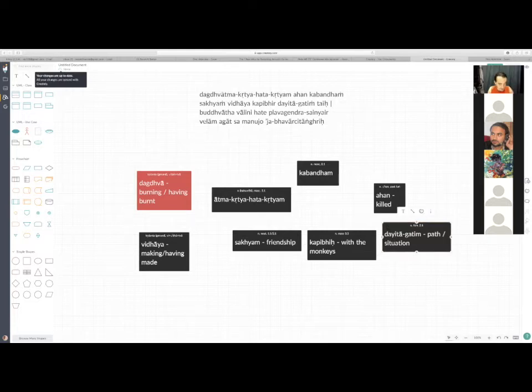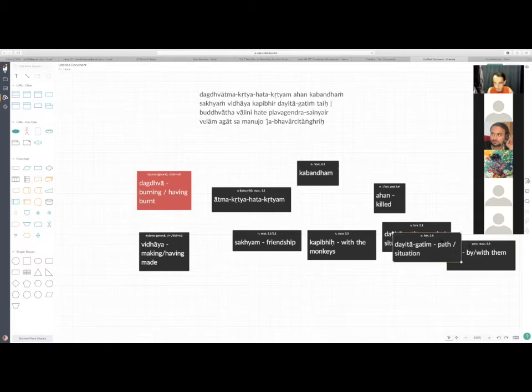So next, Dayita gatim taihi. What about taihi? It's a pronoun. Third case pronoun, plural, 3-3. By or with them, we'll decide after. And which gender is it? Masculine. Yeah, it could only be masculine. And can anybody say the feminine version of the same form? Tabhihi. Okay, yeah, correct. Taihi could also be neuter gender.